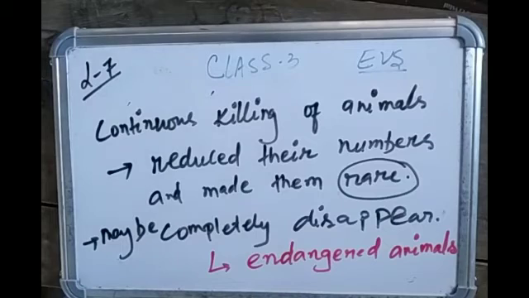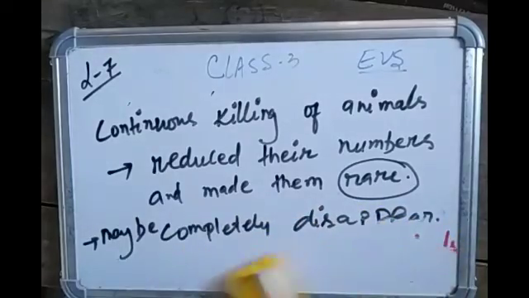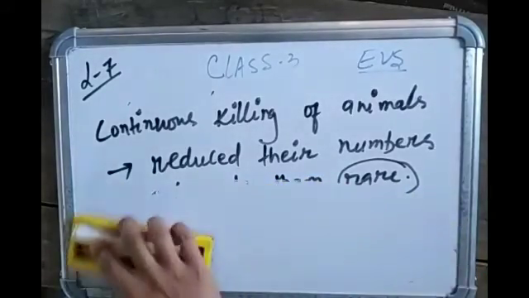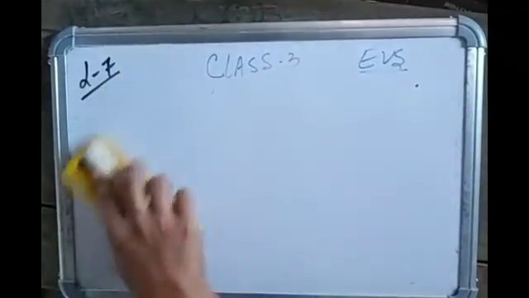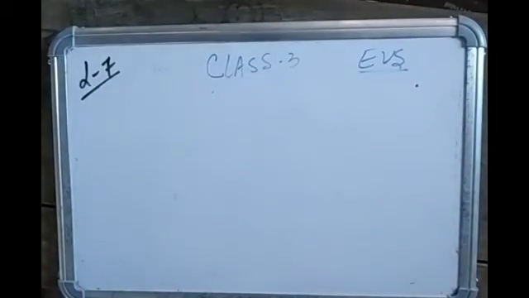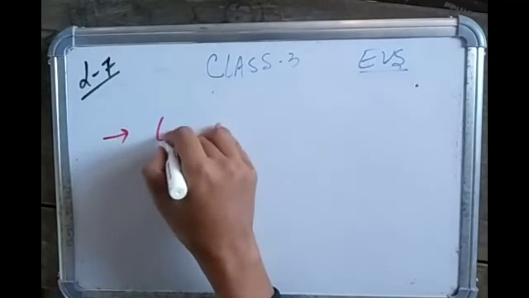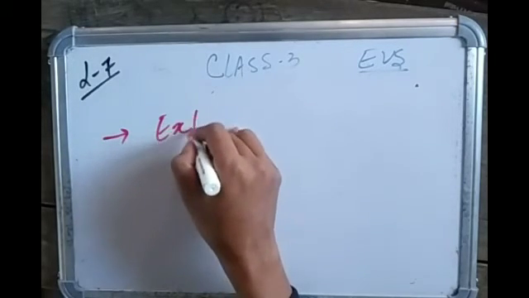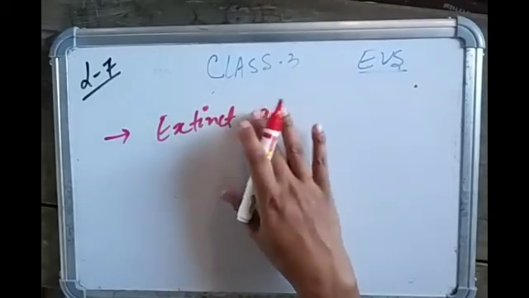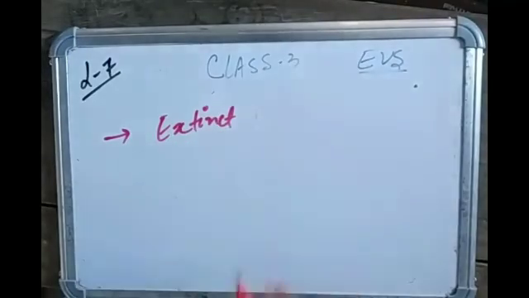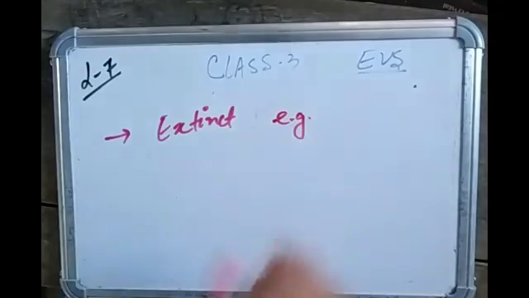They need to be protected, otherwise they will die out completely and become extinct. Animals like that, the example is dinosaurs.